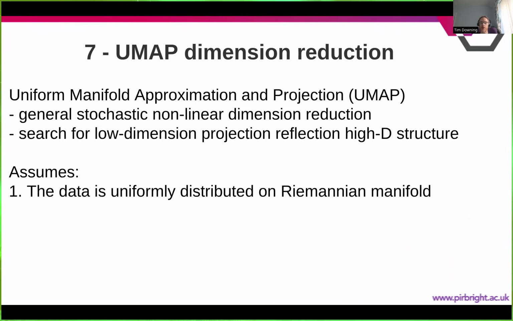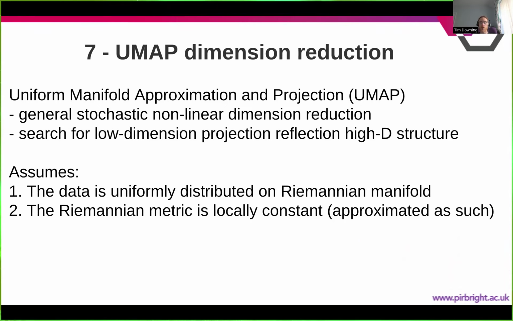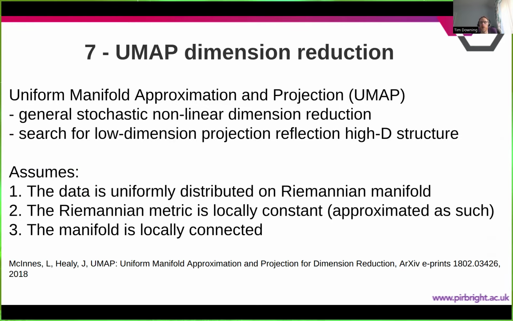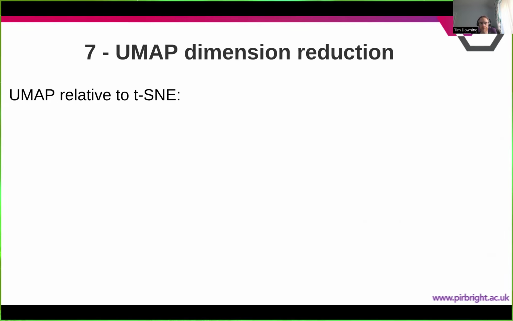It assumes that the data is uniformly distributed on a Riemannian manifold. It assumes the Riemannian metric is locally constant and is approximated as such. And it assumes that the manifold is locally connected. So there's a few fundamental assumptions about how we might want to use UMAP.